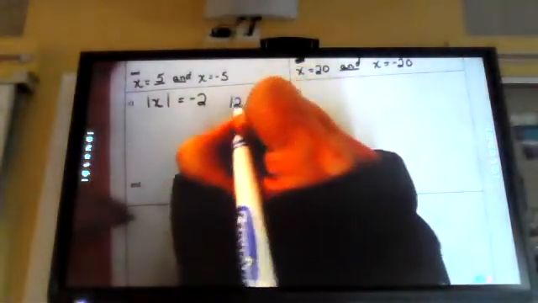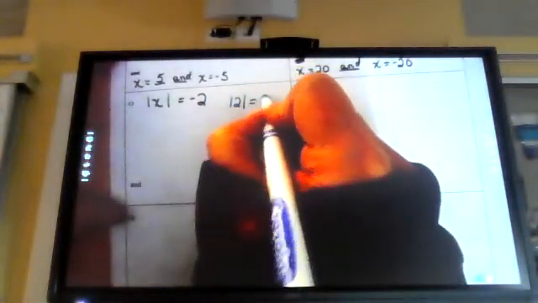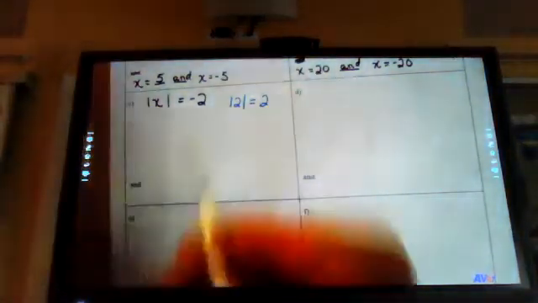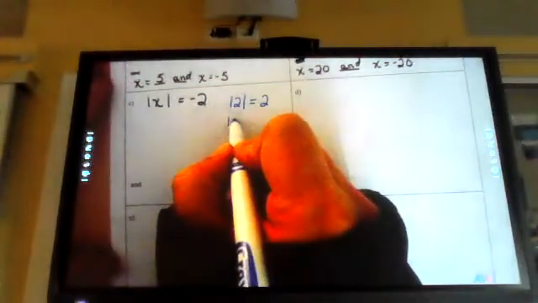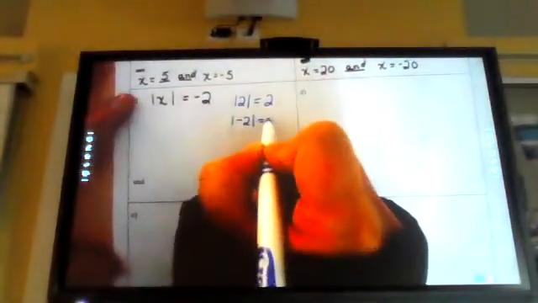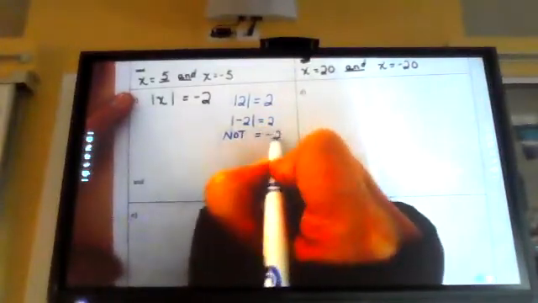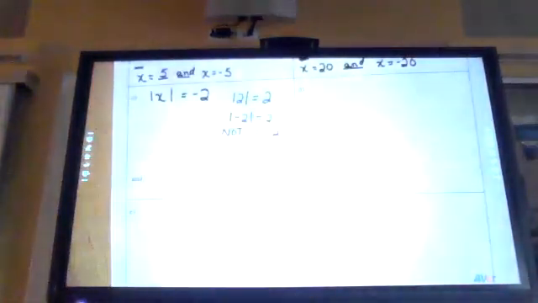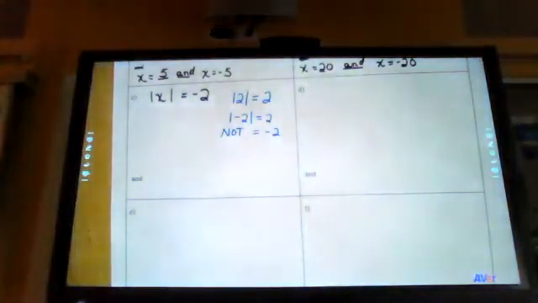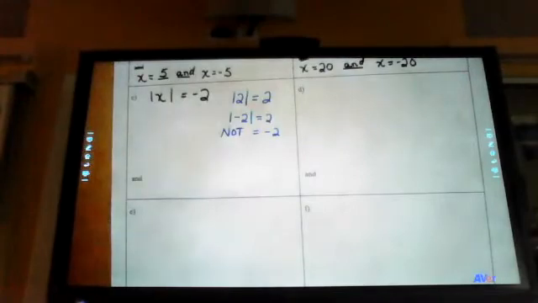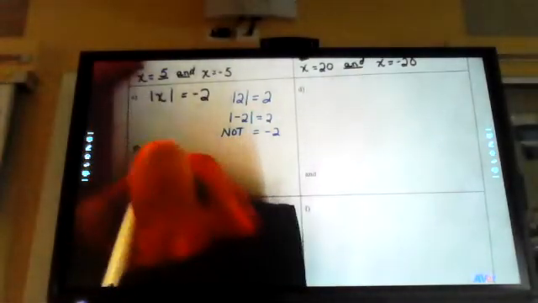Let's put in 2. Well, the absolute value of 2 is 2. That doesn't work out so well because I need it to be negative. If I put in the absolute value of negative 2, that's also 2. This is not equal to negative 2. So is it possible to get a negative answer like this? I cannot take the absolute value of any number and get a negative output. And so on this one, what we put is no solution.